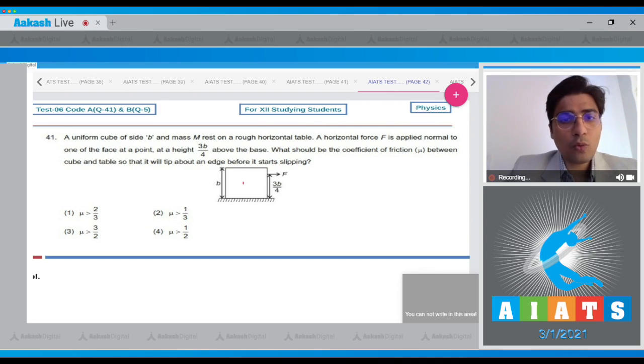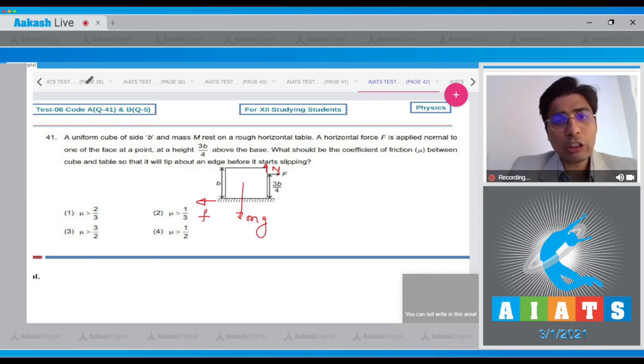Dear student, there will be a downward gravitational pull as well, mg, at the center. Now since it is a cube, the horizontal width is also b. There will be an upward normal force N, and there will be a frictional force f here. Now dear student, for it to topple, the torque should be just 0 or just about to cross 0, then it will be in a case of just toppling.